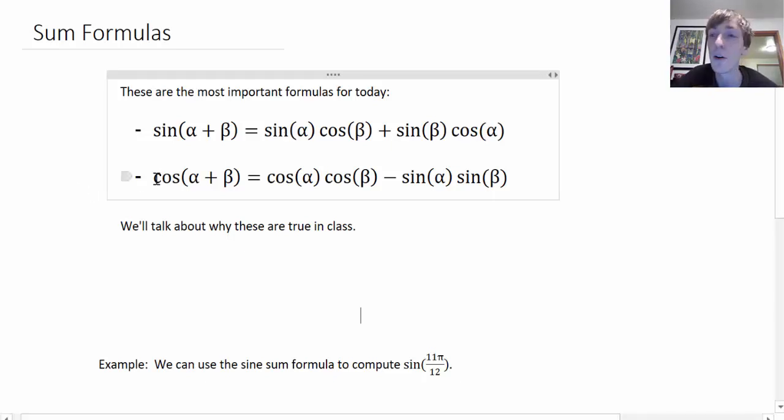The second one is about cosine, and you can see that instead of sine, cosine, sine, cosine, now we have cosine, cosine, sine, sine, and instead of a plus, there's a minus. So two things have changed between the sine formula and the cosine formula. That makes the cosine formula a little harder to remember, but you're going to want to remember this one as well.